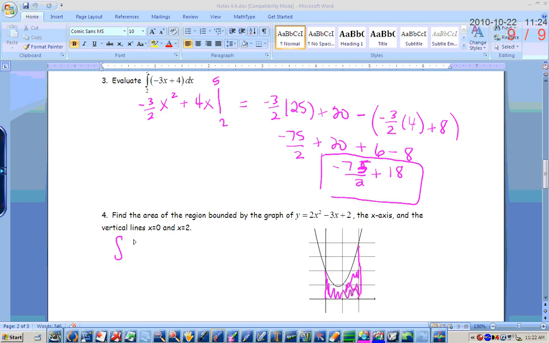What would I integrate? What would the equation be that I'm putting inside my integral? 2x squared minus 3x plus 2 dx, very good. And on the bottom, I would have 0, and on the top, I would have 2. All right, are you all comfortable integrating that, and then you plug in the 2 minus plug in the 0? Okay, to save time, I think I'm going to.